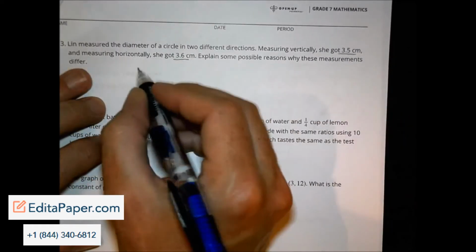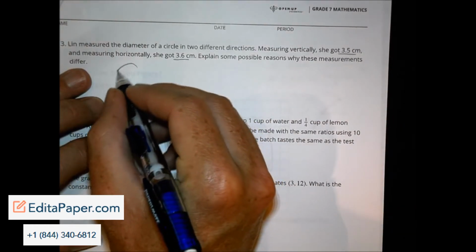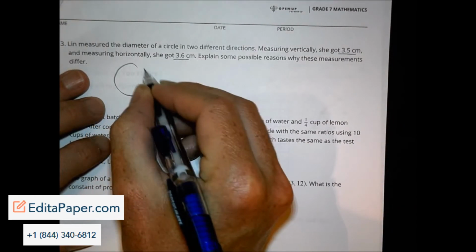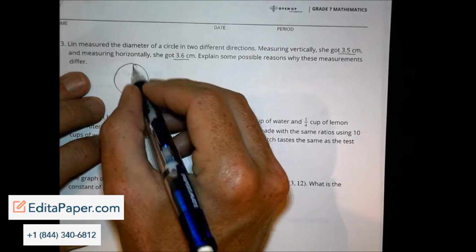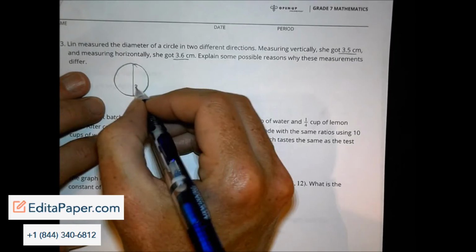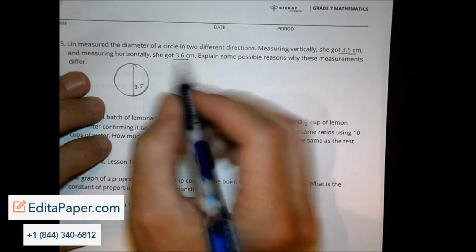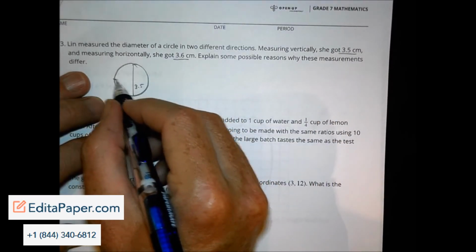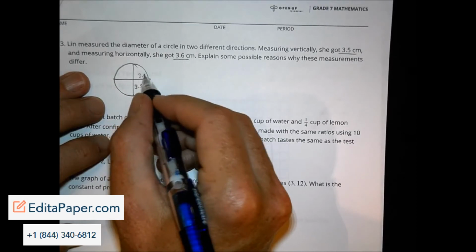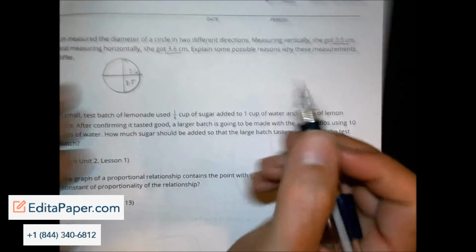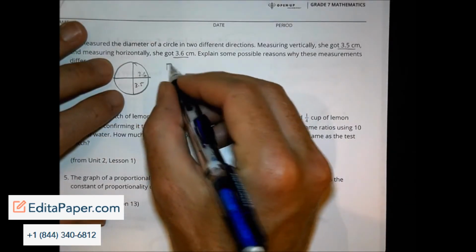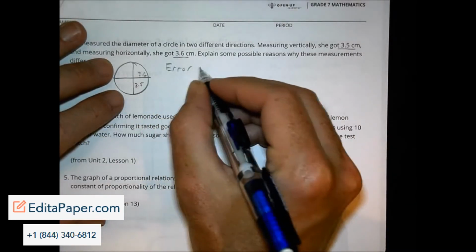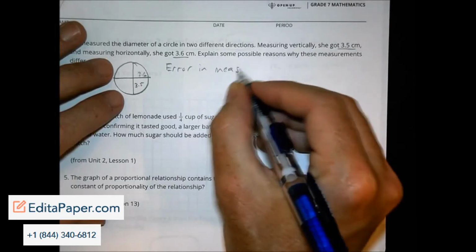So here's the idea. She has a circle, all right? This is, again, a sketch. And she did diameter, and she went vertically, and this length was 3.5. And she's thinking, okay, I got the diameter, got it. And then she went over here and went that way and went 3.6. And she's thinking, well, something's maybe not right. Why? Well, maybe there was an error in just her measuring. Maybe she measured it wrong a little bit, right?